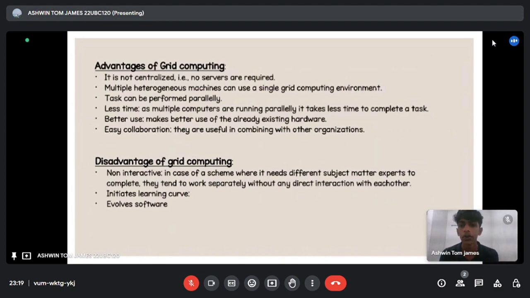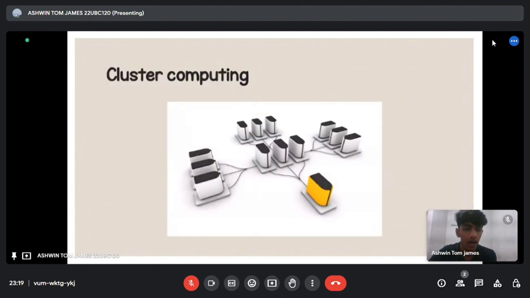Disadvantages of grid computing. Non-interactive: in case of a scheme where it needs different subject matter experts to complete, they tend to work separately without any direct interaction with each other. Initial learning curve, involves software.